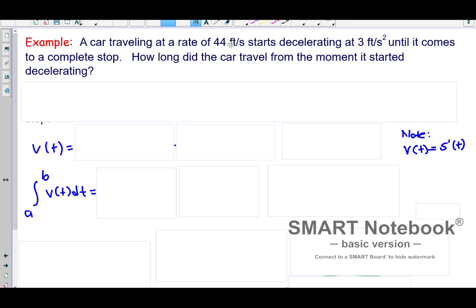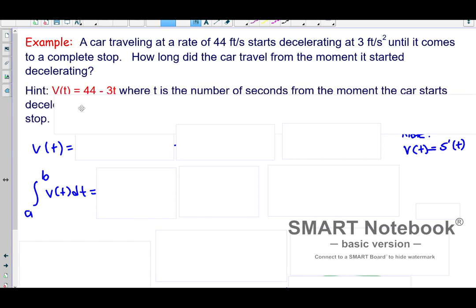So it was going at 44 feet per second when the person starts pressing on the brakes, and they're getting slower and slower, basically slowing down by 3 feet per second every second, right? So you could say the velocity is equal to 44 minus 3t, because after 1 second it's going to be 41. After 2 seconds, it's going to be 44 minus 6 and so forth. So after each passing second, it's slowing down further. That's what decelerating by 3 feet per second squared means. So we have an equation for velocity. It started at 44 at time equals 0, but it's slowing down over time.